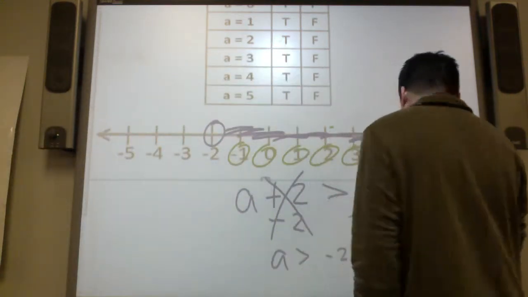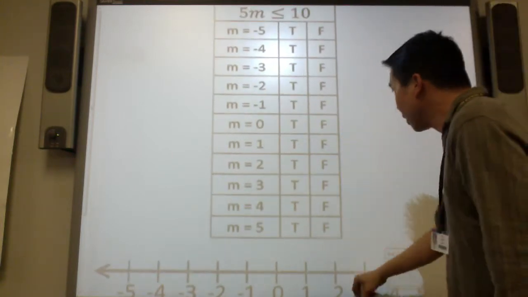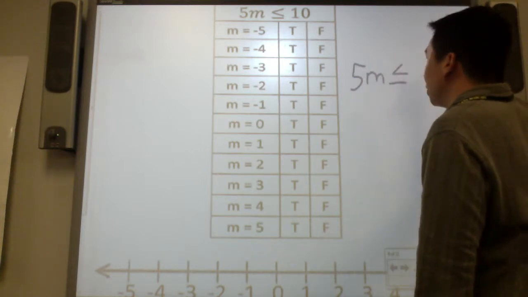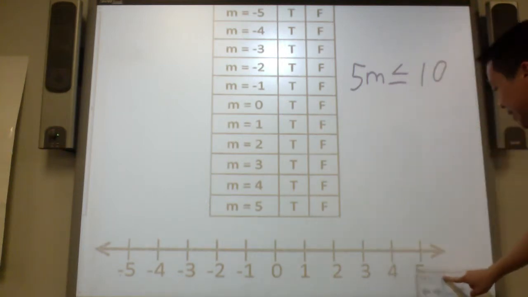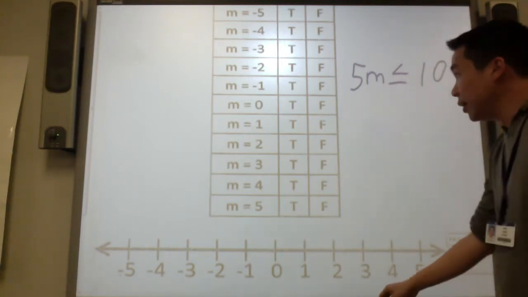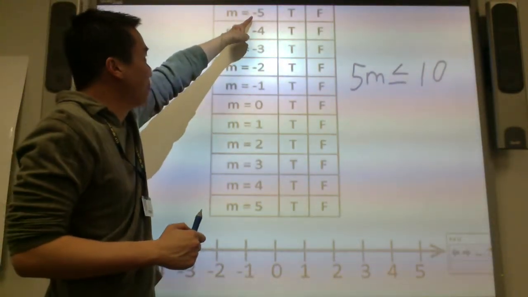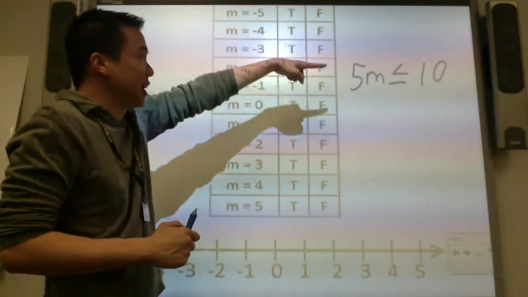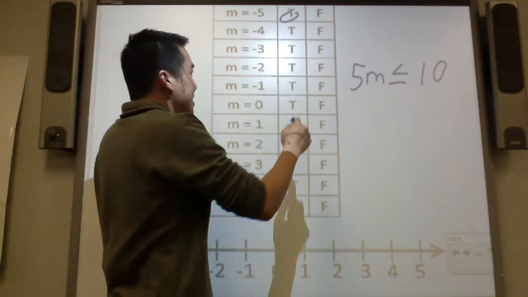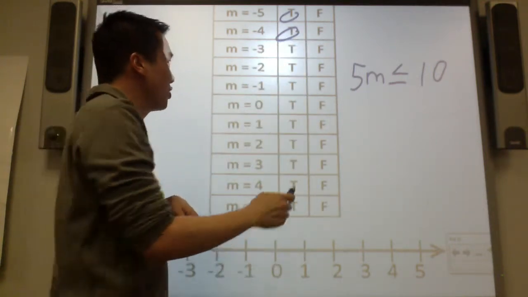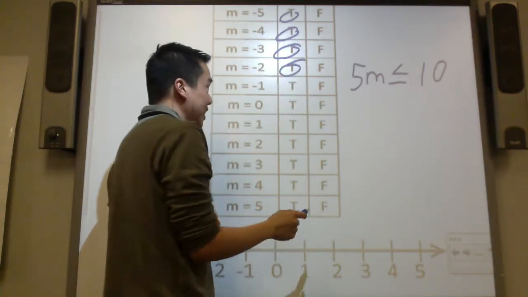Let's try another example. So, right here, 5m is less than or equal to 10. In which instant is this true? So we're going to circle true and false statements. Is 5 groups of negative 5, that's negative 25, less than 10? That's true. Is 5 groups of negative 4, that's negative 20, less than 10? It's true. 5 groups of negative 3 is negative 15, less than 10. 5 groups of negative 2 is negative 10, less than 10. 5 groups of negative 1 is negative 5, that's less than 10.